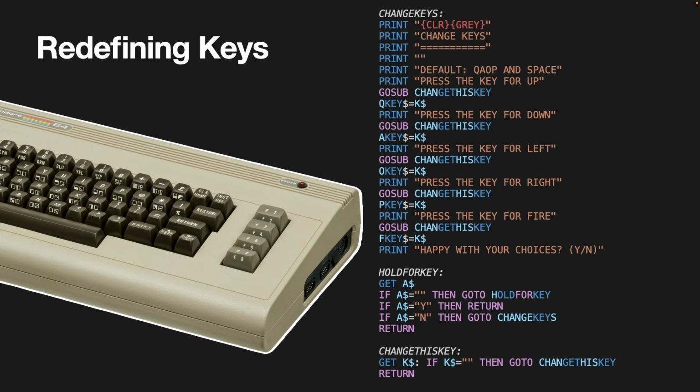And then at the end, we say, are you good with these? Yes or no. And again, we have to do a loop if nothing's entered. And if they press yes, then we go back. If they say no, then we go to the start of the change key at the top of the screen, go through it all over again. So that allows people to use whatever keys they want.